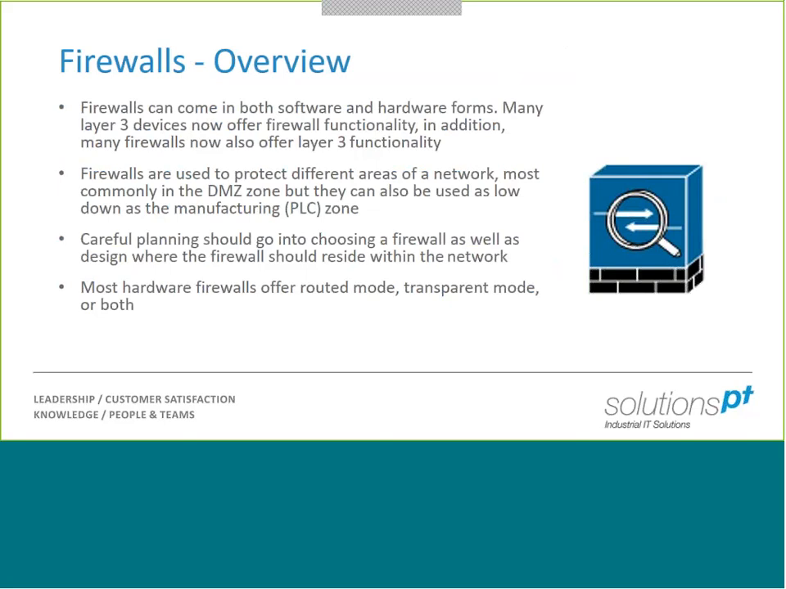So they can come in software and hardware forms, and a lot of layer 3 devices will now offer firewall functionality, but also firewalls nowadays will offer layer 3 functionality. It used to be that you'd have a router and you'd have a firewall, and now a lot of devices are combining these features together. So for example, in the Hirschmann world, you've got the EAGLE30, which is a router and a firewall. It does layer 3, it does ACLs, there's other firewall functionality. So it's a single device essentially to provide routing for networks and provide security. So we've seen a blurring of the lines really.